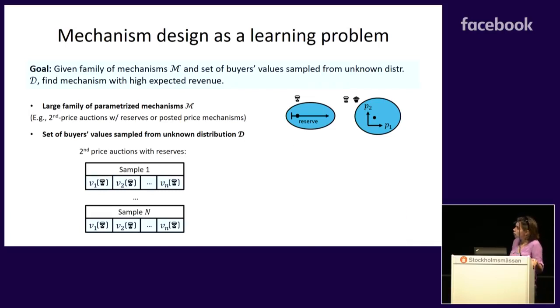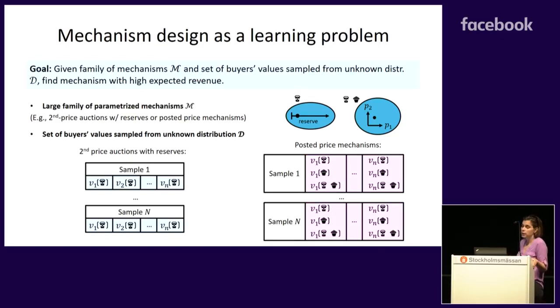This is for the second price auctions with reserve prices. Or if we are doing posted price mechanisms where we have multiple items for sale, our samples will look a little bit more complicated. Each sample will tell us the values of our buyers for each of the subsets of the items. So this is sample number one. If we have two items, sample number one will tell us for buyer one how much he values, say, the coffee, how much he values the muffin, and how much he values both the coffee and the muffin. And similarly for buyer number two and so on, up to buyer number n. This is one sample, and we'll get capital N such samples.